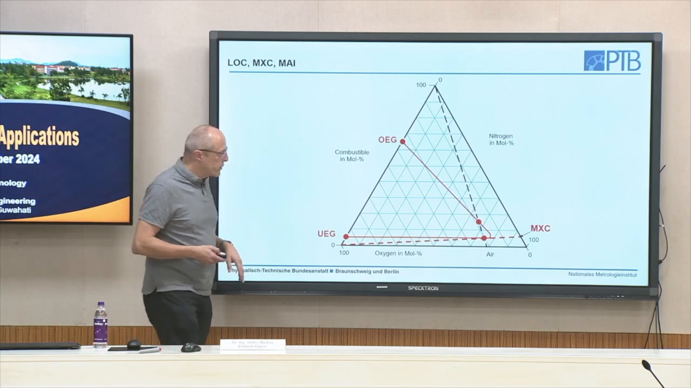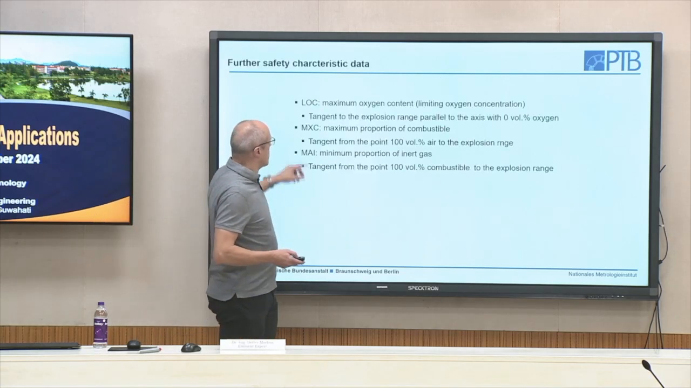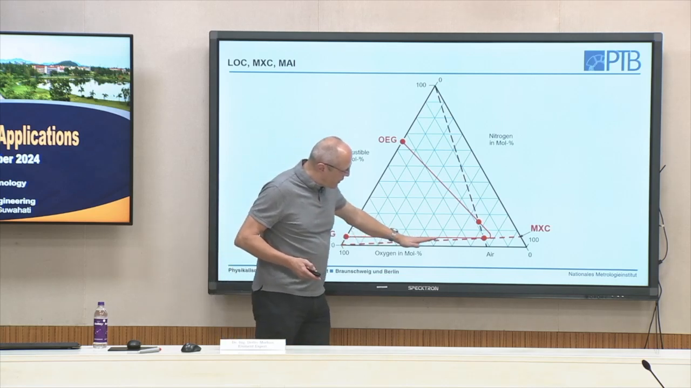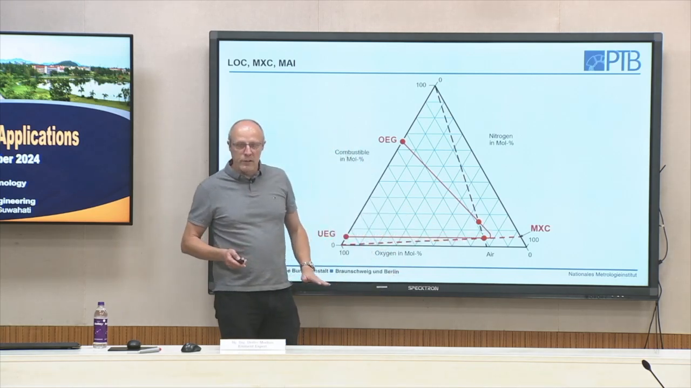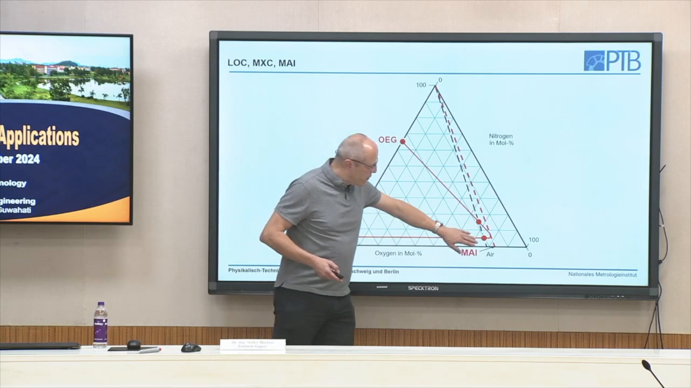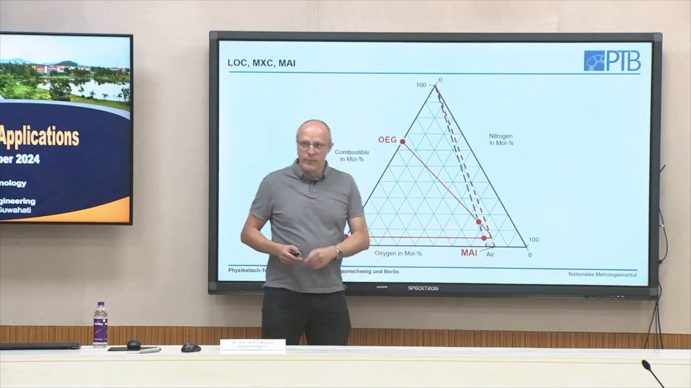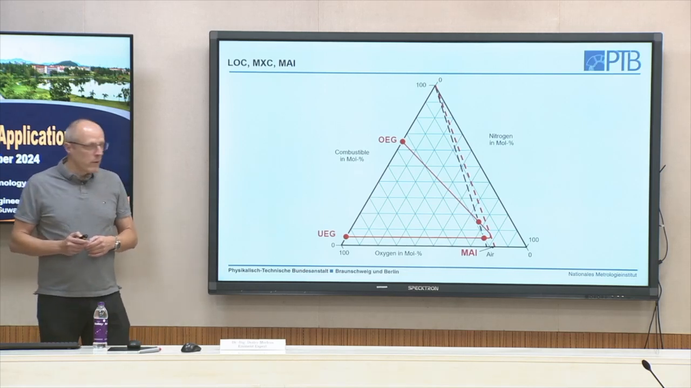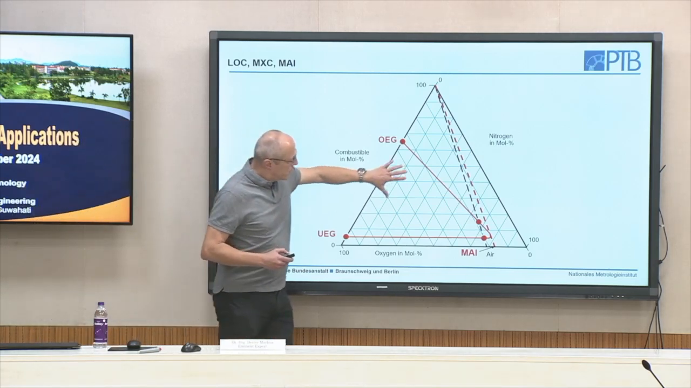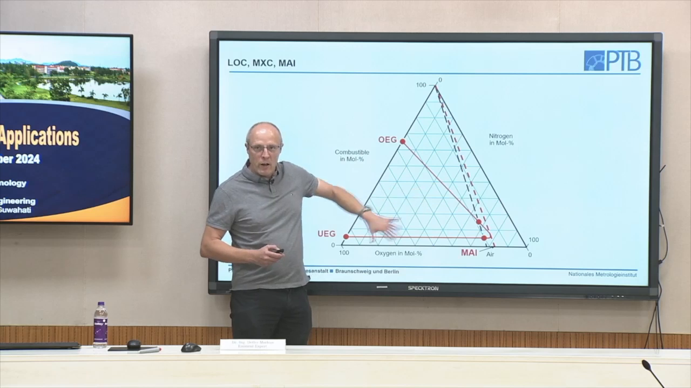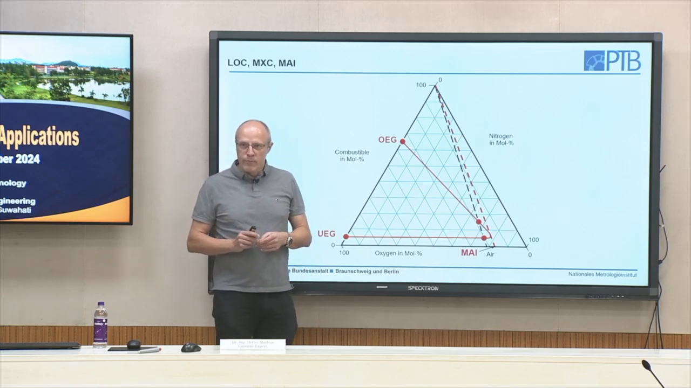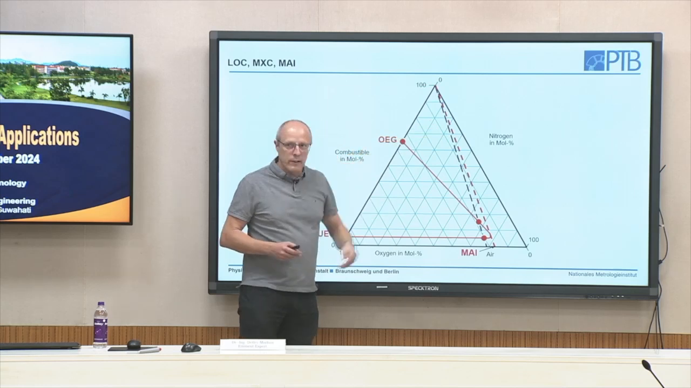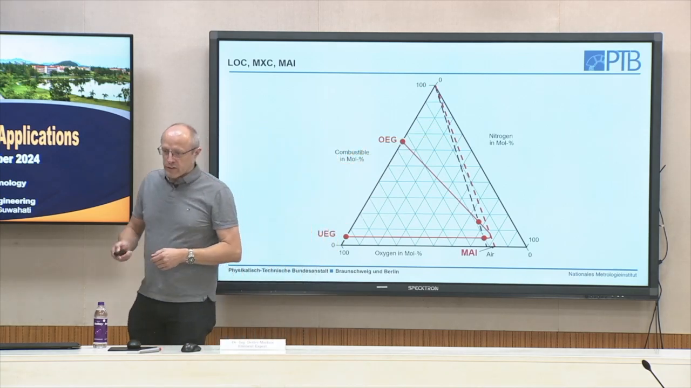The same concept we have with the maximum proportion of combustibles. If I stay below this line, I'm always in a safe area, and with the minimum amount of inert gas, the same. Therefore, you can also find this value tabulated. And again, the idea is I have to know this. So where are my mixtures flammable? And then I can take measures to stay outside this explosion range.